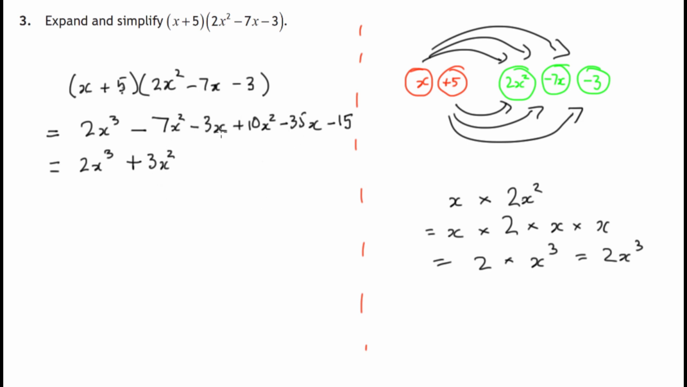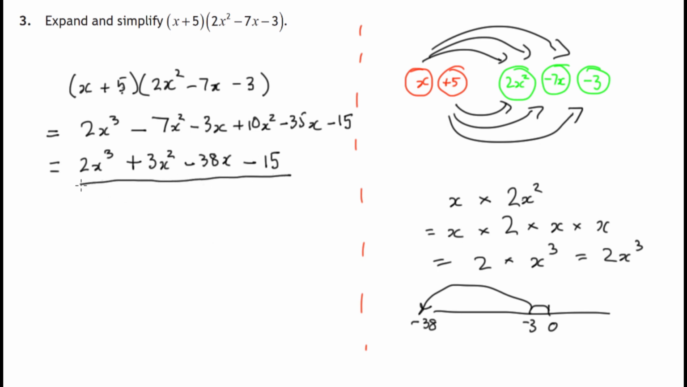Now let's look for x terms. There's a negative 3x and another negative 35x. You think of a number line starting at 0, we've got negative 3, and then negative 35 will be at negative 38. So there's negative 38x. And then we have a constant term. Only one of them. There it is, a negative 15. So there's our answer, 2x cubed plus 3x squared minus 38x minus 15.